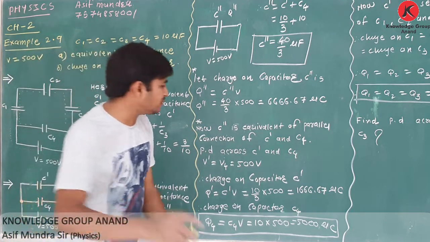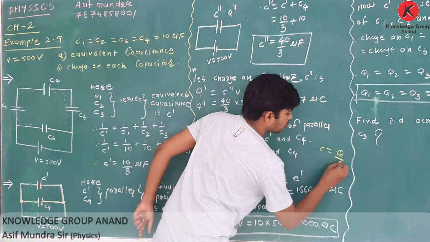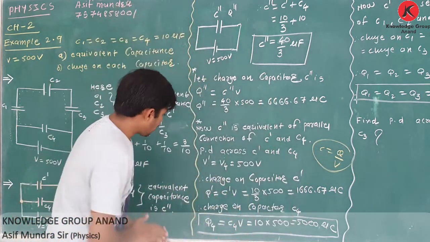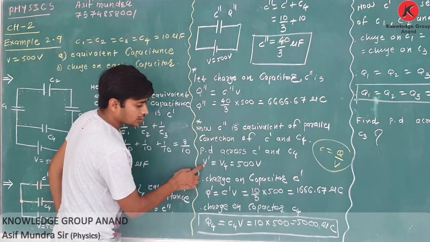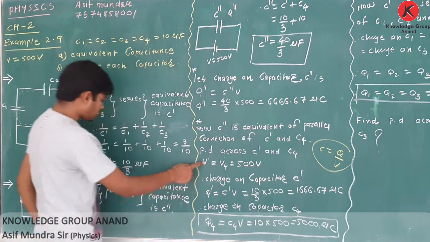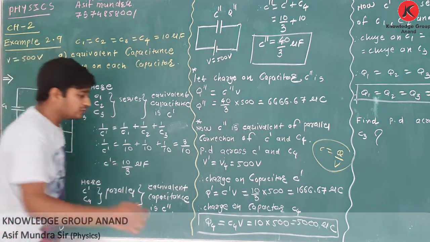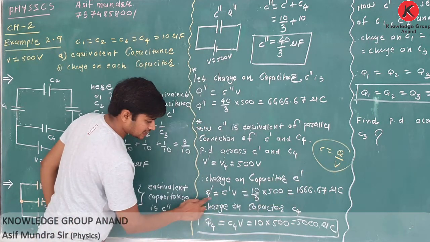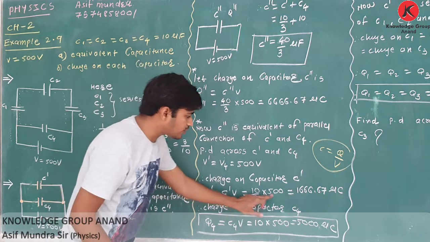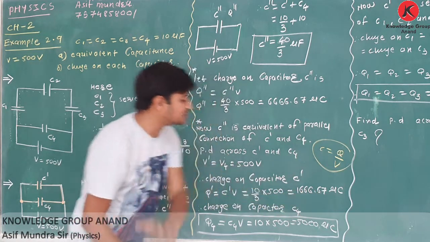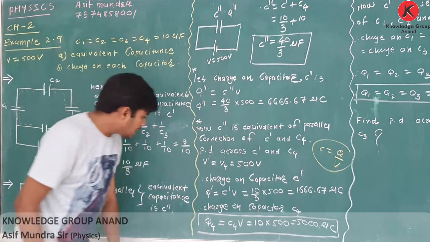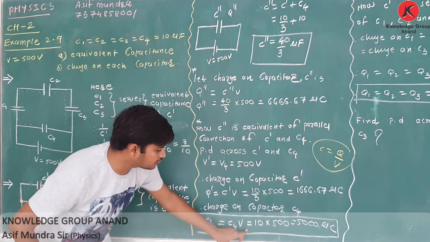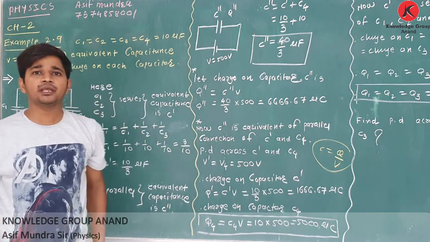Now see, you have one equation, that is C is equal to Q upon V. If two variables are given, you can easily find the third one. Now we know the value of V dash, and we also know the value of C dash, 10 by 3. Then you can easily find the charge on capacitor C dash. Q dash is equal to C dash into V, 10 by 3 into 500, is equal to 1666.67 microcoulomb. Clear? Similarly, what is the charge on capacitor C4? Q4 is equal to C4 into V is equal to 10 into 500 is equal to 5000 microcoulomb.